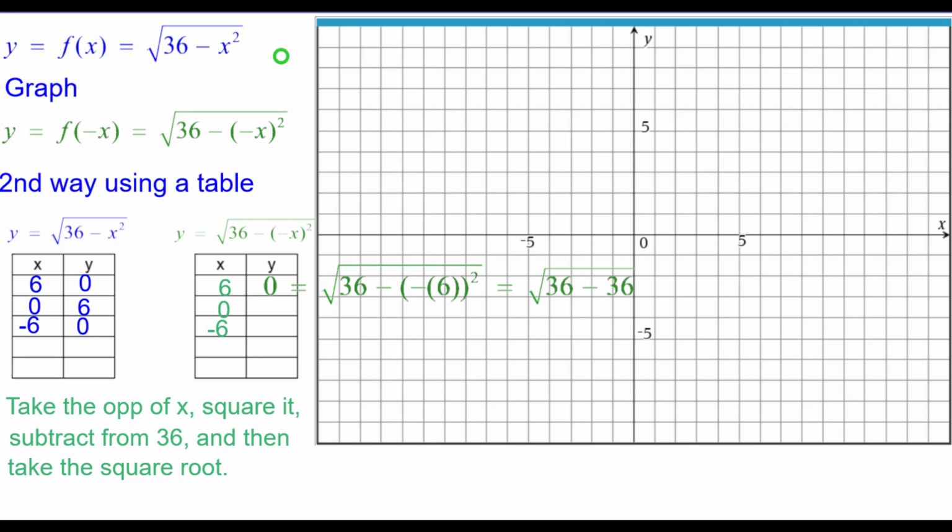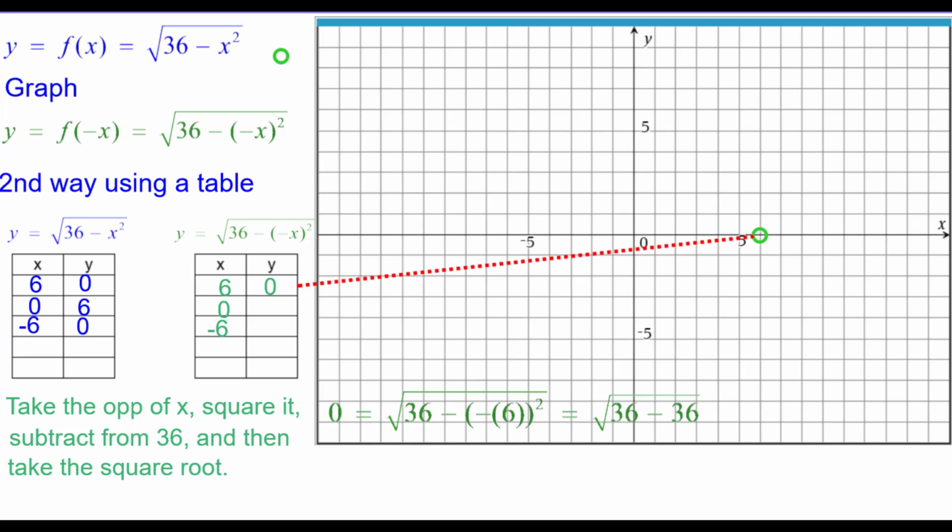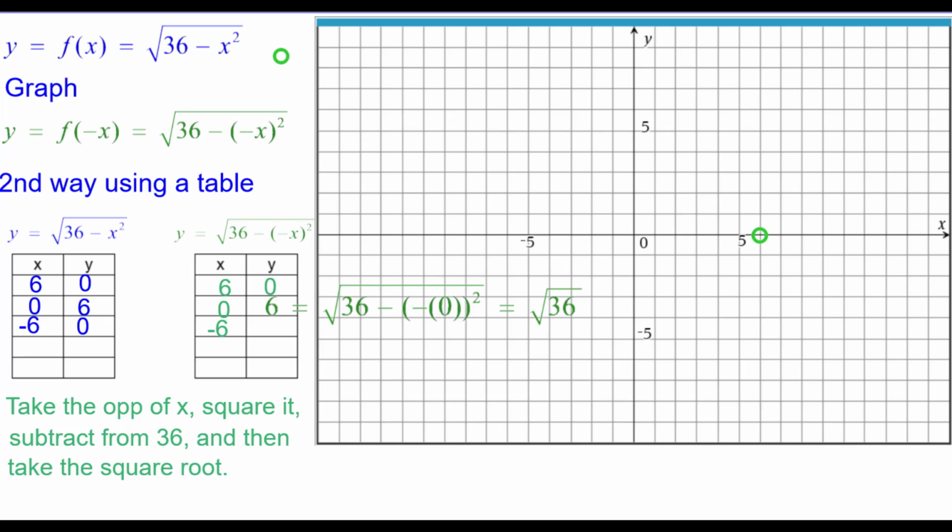So when x is 6, we go ahead and take the opposite, which is negative 6. Squared is 36. Subtract it, and we get the square root of 0, which is 0. So 6, 0. When x is 0, the opposite of 0 is 0. Squared is 0, so we get 36 minus that 0, square root of 36, 6. 0, 6.